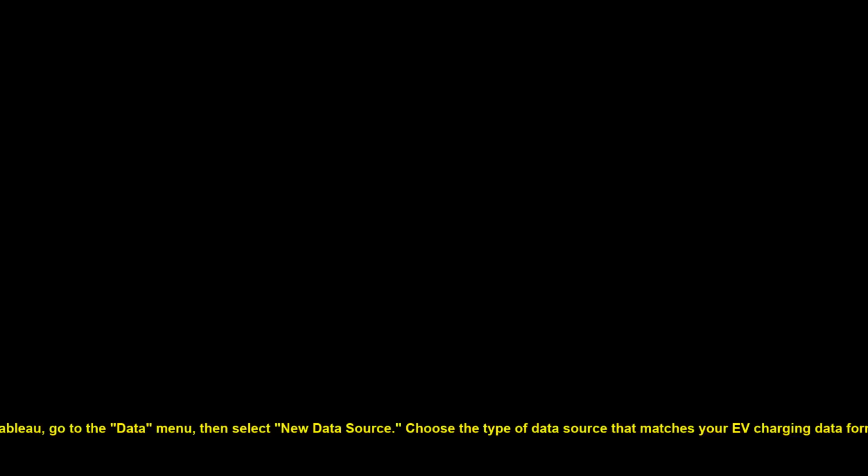Open Tableau Desktop to begin the connection process. In Tableau, go to the Data menu, then select New Data Source. Choose the type of data source that matches your EV charging data format. If you are using a CSV or Excel file, select Text File or Excel respectively. Locate the file on your computer and click Open.